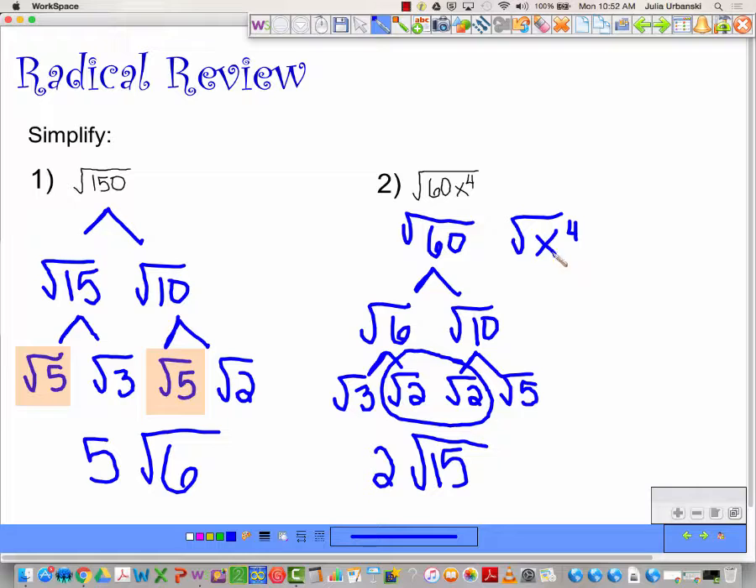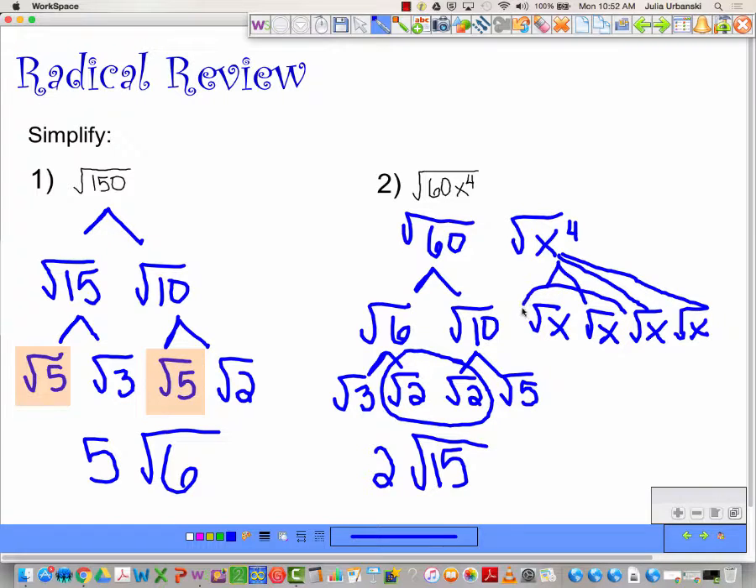But we're not done. We still have this. So I'm going to show you one way so that you can see it, and then I'm going to show you the shortcut. This breaks down into radical x times radical x times radical x times radical x. You don't have to write it out that way every time, but I want you to have it the first time so you know exactly what's happening. What happens with these two right here? They turn into x, and everything's times.